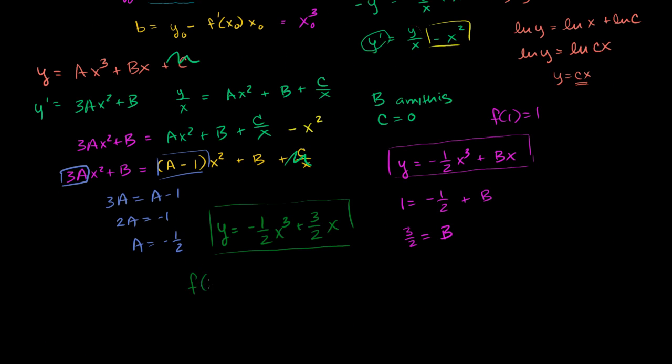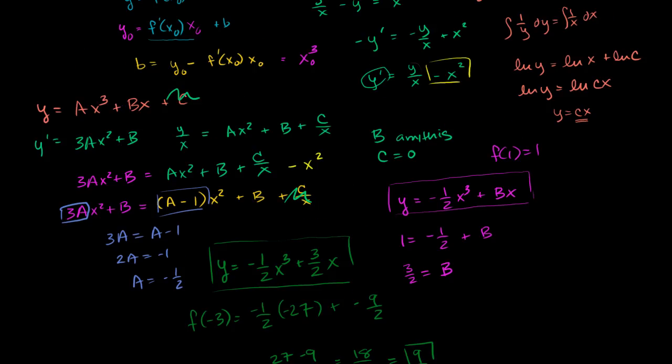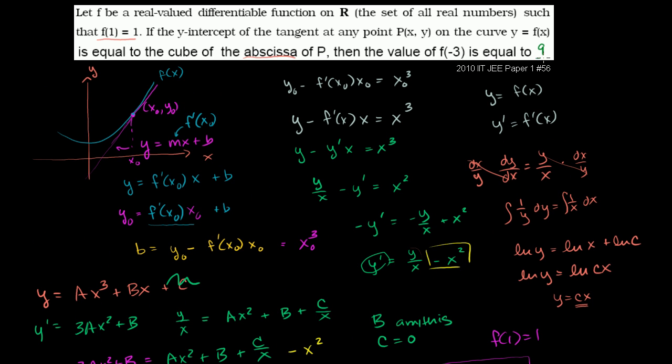So f of negative 3 is equal to negative 1/2 times negative 3 to the third, which is negative 27, plus 3/2 times negative 3, so minus 9/2. So this will simplify to, well, everything's over 2. Negative 1 times negative 27 is positive 27. And then you have a minus 9, right? This is 27 over 2 minus 9 over 2. So this is equal to 18 over 2, which is equal to 9. And we are done. This is equal to 9.